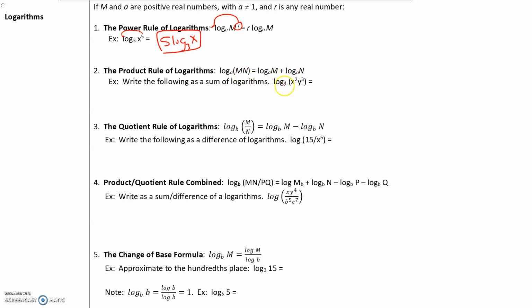Here's an example. We have log base 4 of x squared y to the third. This equals log base 4 of x squared plus log base 4 of y cubed. In other words, when each of the terms gets its own logarithm, the multiplication turns into addition. And by the power rule, the exponents have to be rewritten as coefficients. They go to the front. So this equals 2 log base 4 of x plus 3 log base 4 of y.